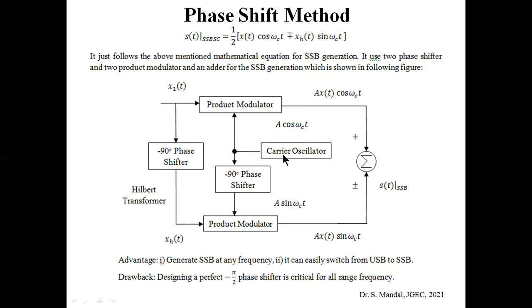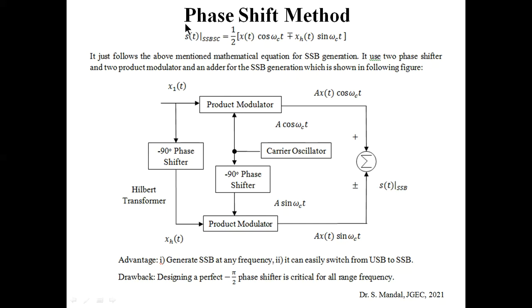So now there is a carrier oscillator, sorry, a local oscillator that generates the carrier, which is given by A cos omega_c t. And again we need to use another minus 90 phase shifter that will generate sin omega_c t. After that we need to use two product modulators. One will generate A x(t) cos omega_c t, and another will generate A x_h(t) into sin omega_c t. Now if we subtract or add them, then ultimately we get this equation, or we ultimately get SSBSC.